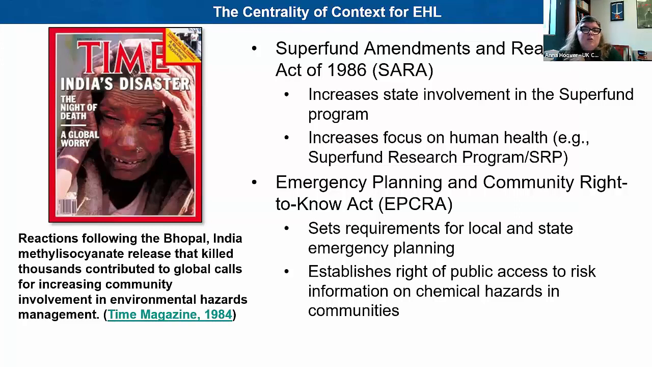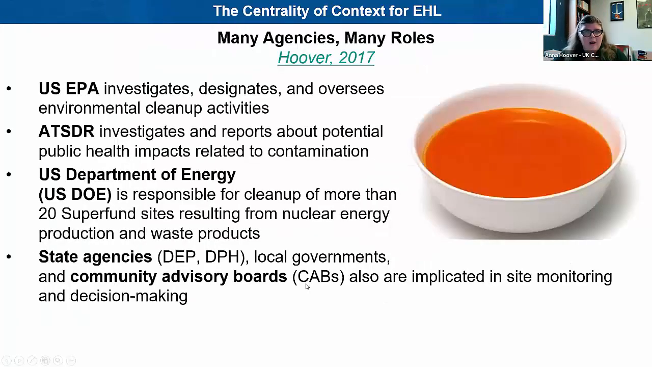They also passed the Emergency Planning and Community Right to Know Act, EPCRA, which says local and state involvement in emergency planning has to happen, and the public has to have access to risk information on the chemical hazards in their communities. So you see the evolving legislative context, but it keeps adding complexity. It keeps adding new acronyms for people to learn, right?